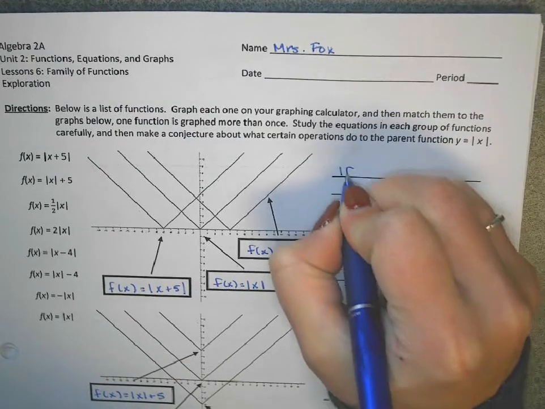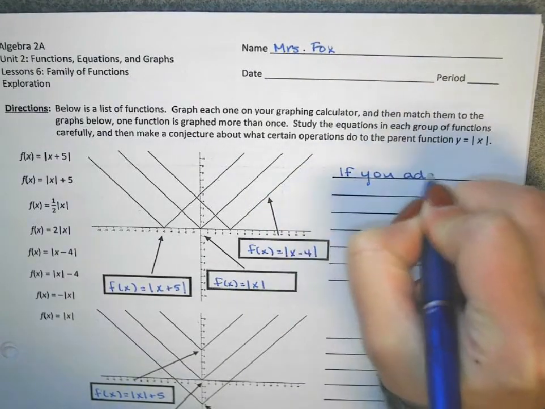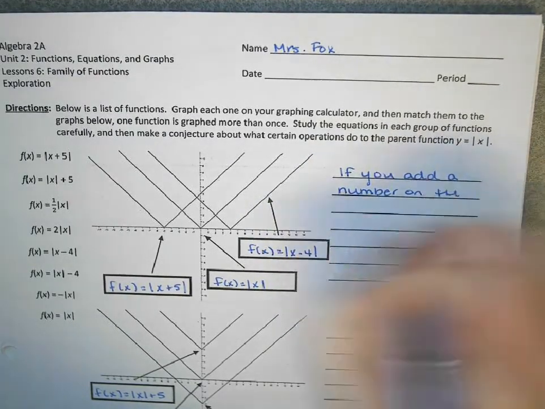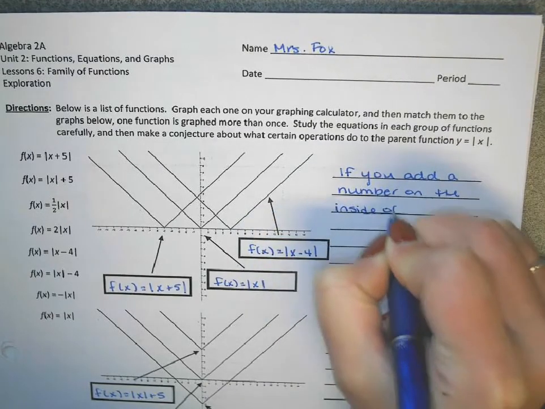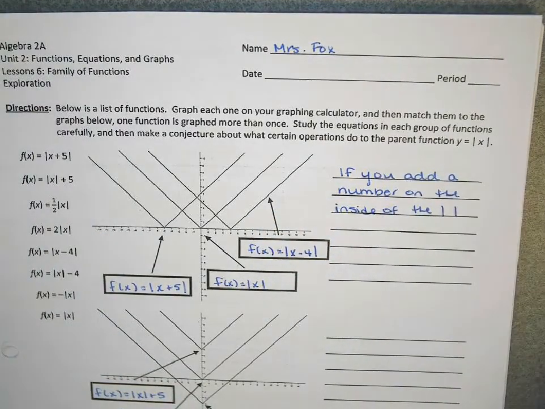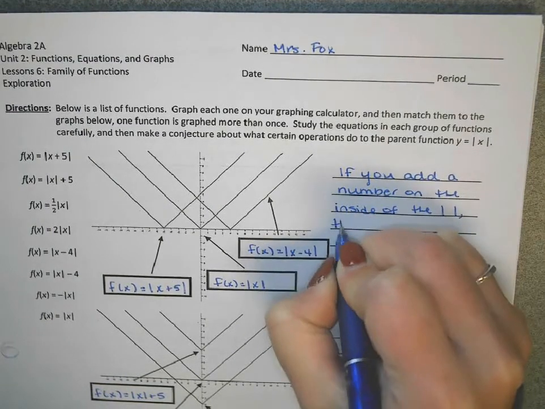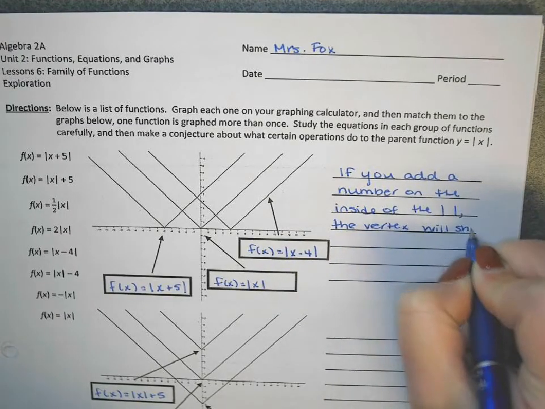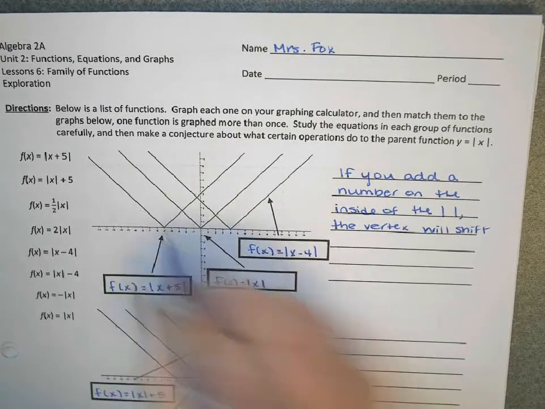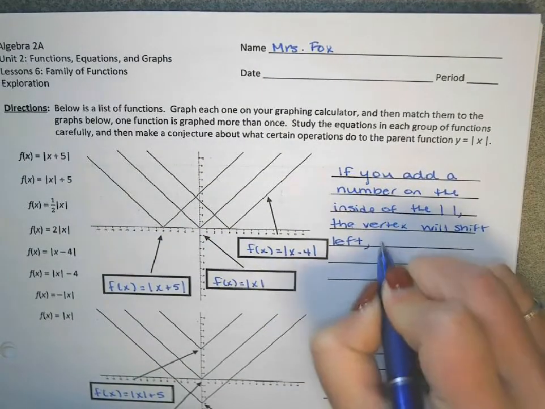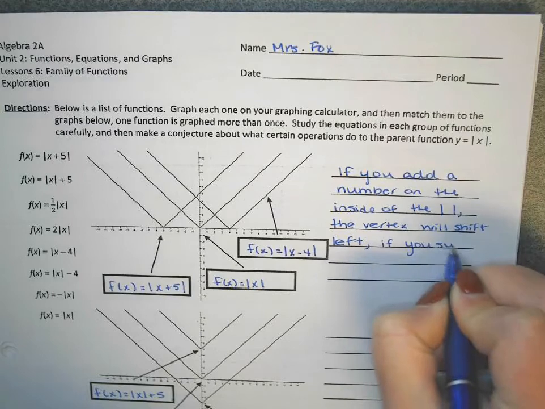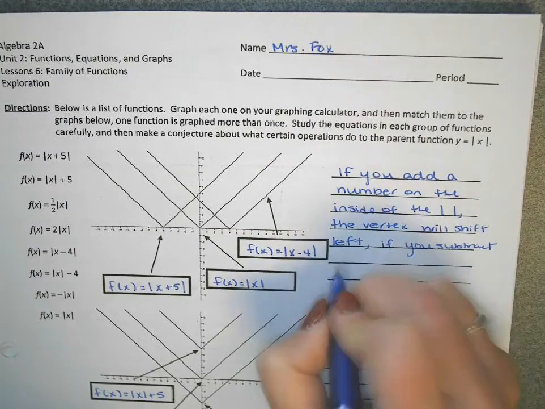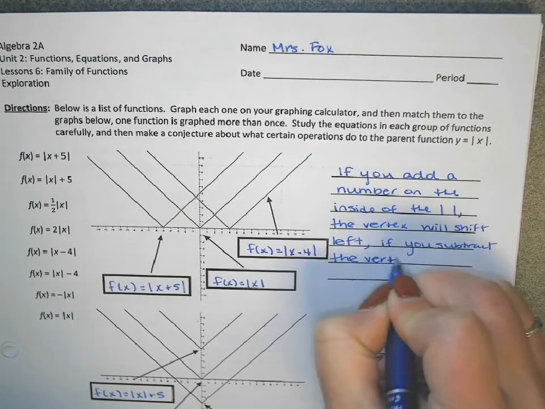So if you add a number on the inside of the absolute value bars, the vertex will shift. So when we added a number, it shifted left. If you subtract, that's when the vertex shifted right.